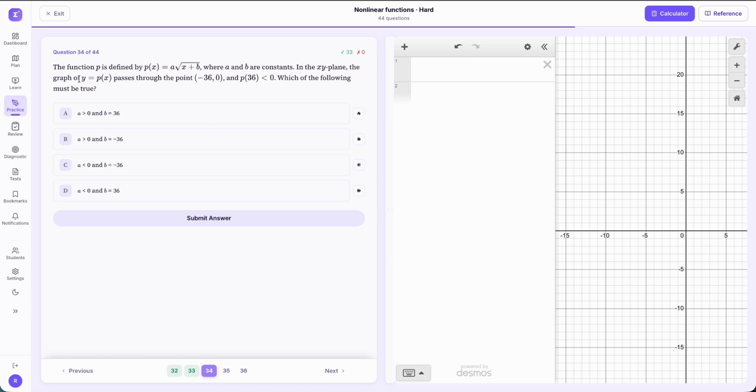Let's go. The function p is defined by p of x equals a square root x plus b, where a and b are constants. In the xy plane, the graph of p of x passes through negative 36, 0, and p of 36 is less than 0. Which of the following must be true?